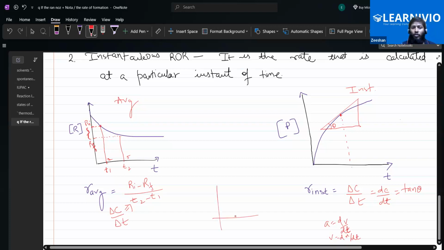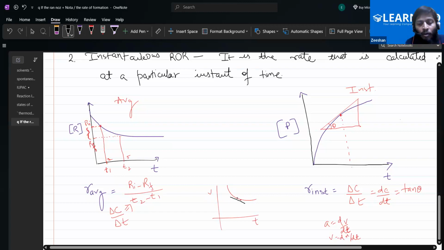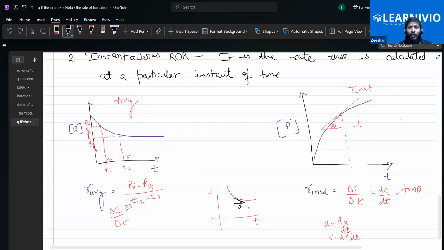If you want to remember, for example, this is a velocity versus time graph. If anybody wants to get the acceleration at this moment of time, then he has to draw a line across it, a tangent across it, and draw a triangle on it, and this is the theta. This is actually positive theta, this is actually negative theta. That's why I have drawn it like this. Are you getting this?